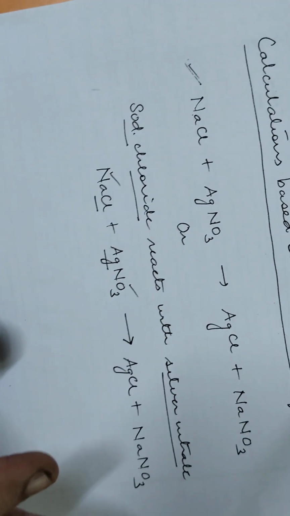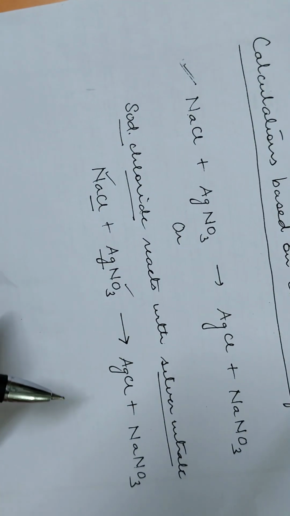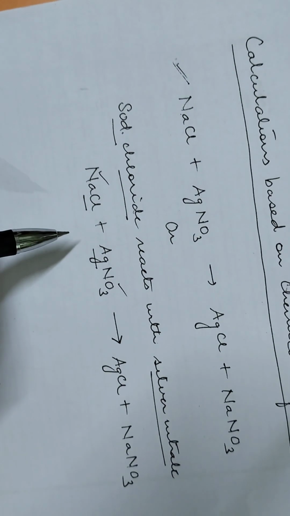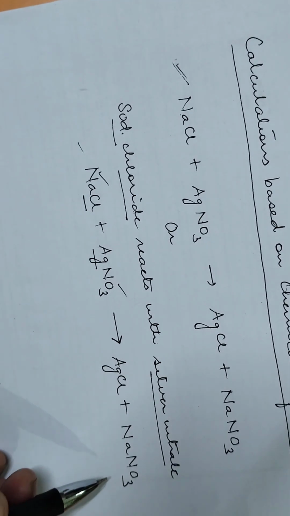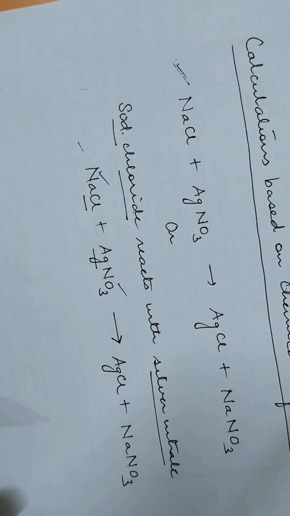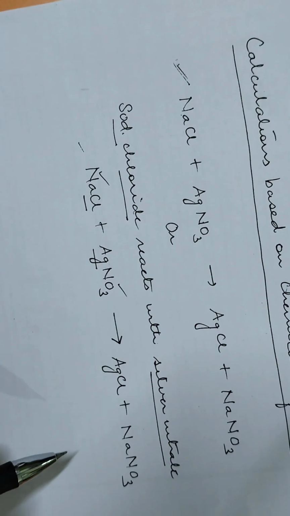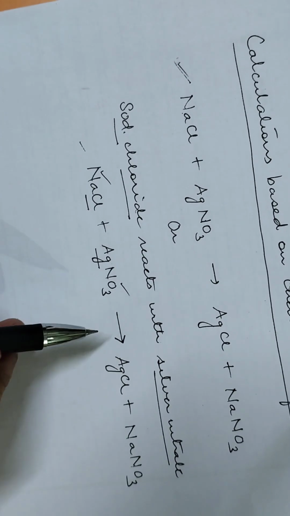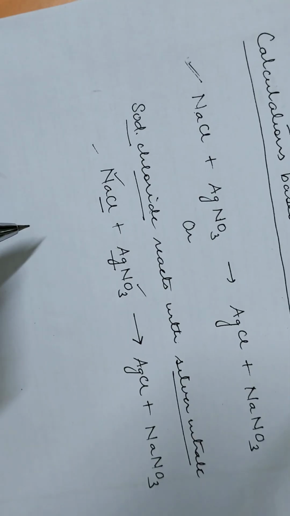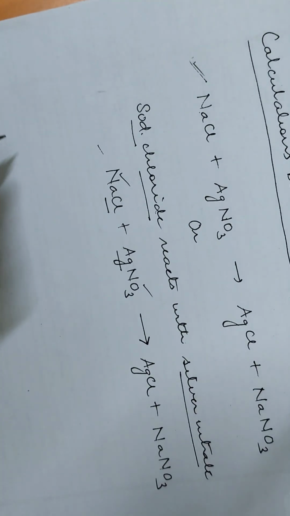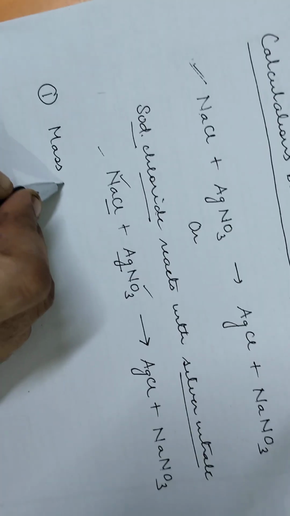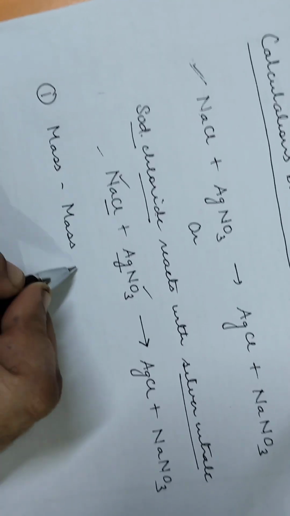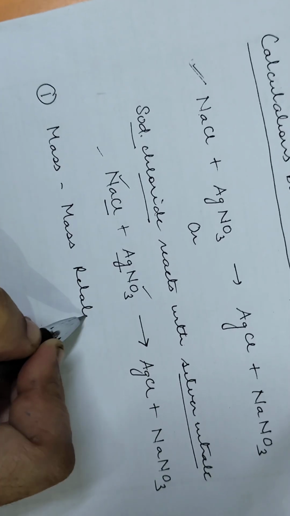So in these equation based questions, first of all, make sure that the equation is balanced. This equation is already balanced. If there is an unbalanced equation, then you will have to balance it. In these numericals, there are two types of questions. One is based on mass-mass relationship. Mass-mass relationship, what does it tell us?